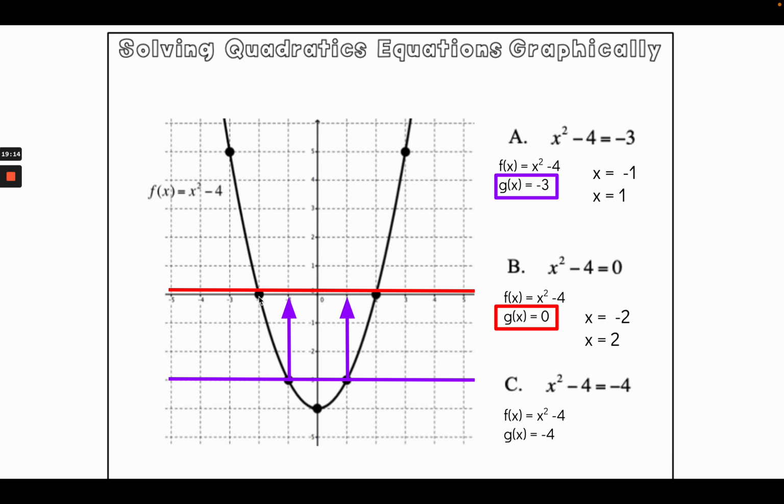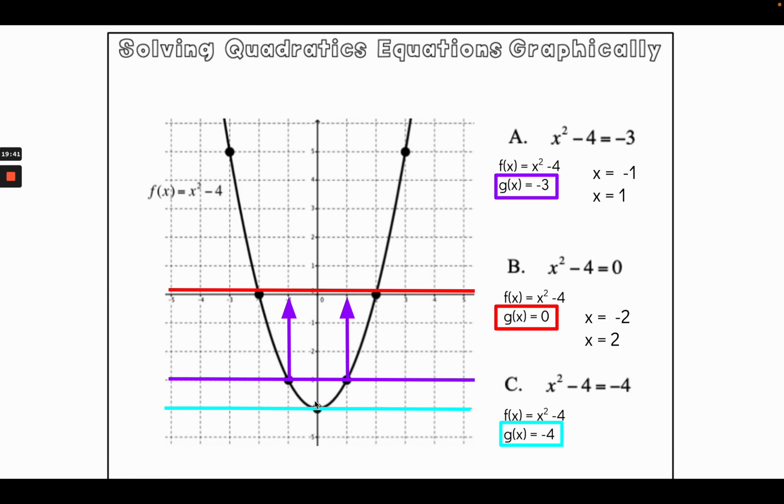So again, because it hits twice, I have two answers, negative 2 and positive 2. And then lastly, we have our g of x equals negative 4. G of x equals negative 4 is right here. Let's use our third color. We're going to go straight across. And how many times does it hit our parabola? It only hits once. Because it only hits once, we are only going to get one answer.